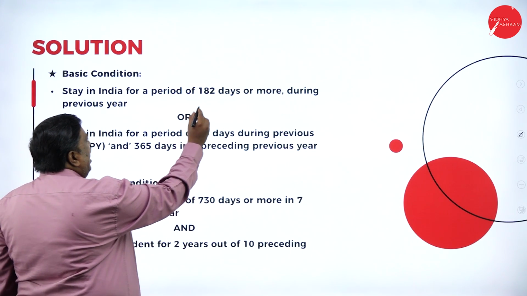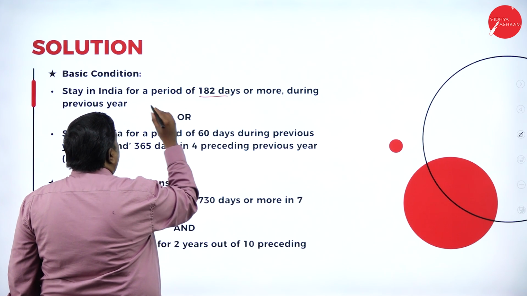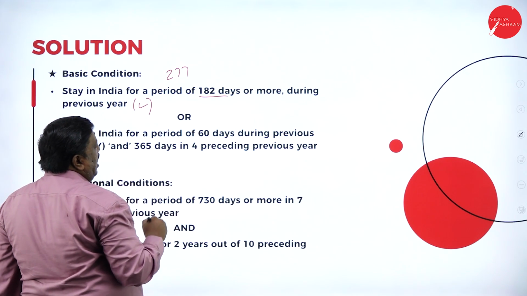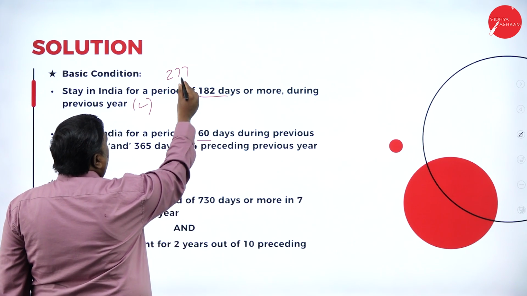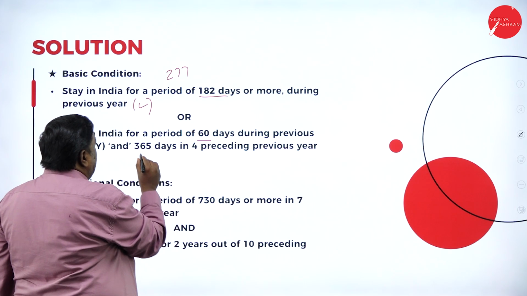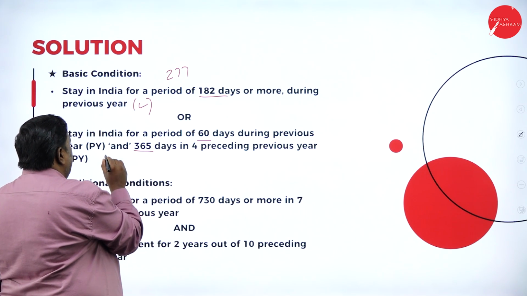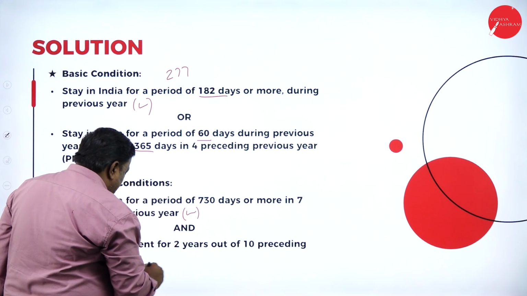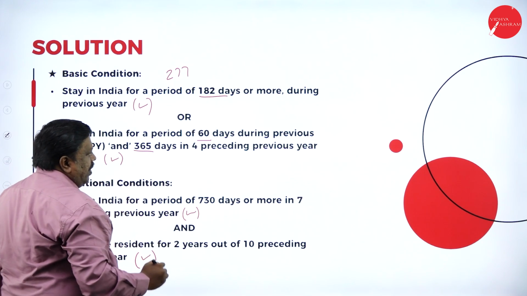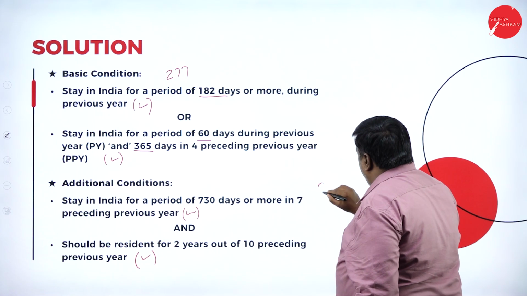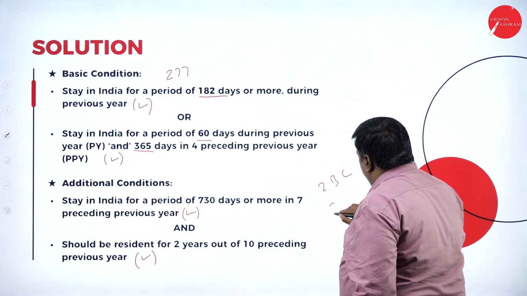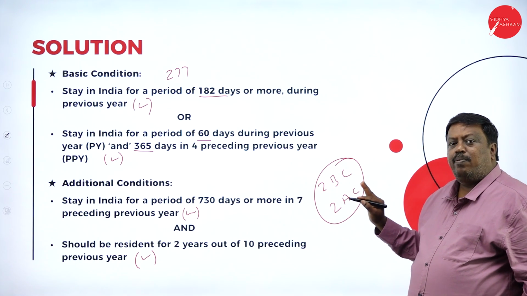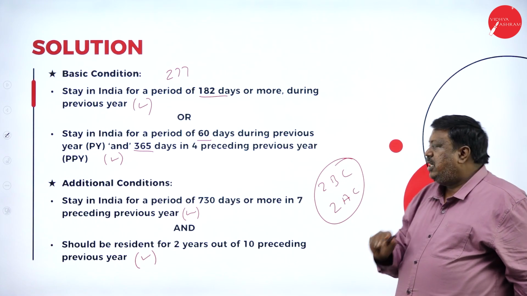First basic condition, I should be there for 182 days. So I'm here for 277 days. So I've satisfied my first basic condition. So 60 days, I'm more than that one. I've satisfied that one. And 365 days, I've satisfied even my second basic condition. First additional condition, I've satisfied. Second additional condition, I've satisfied. Means both basic condition and both additional condition has been satisfied.